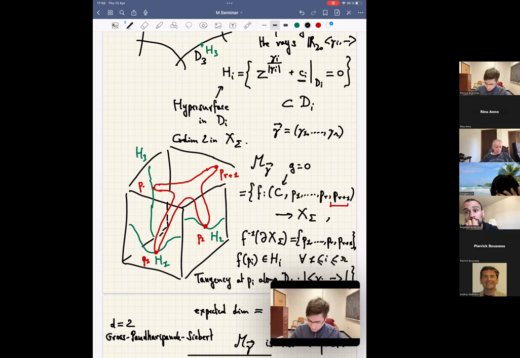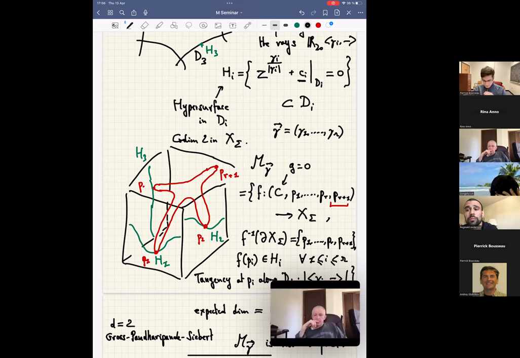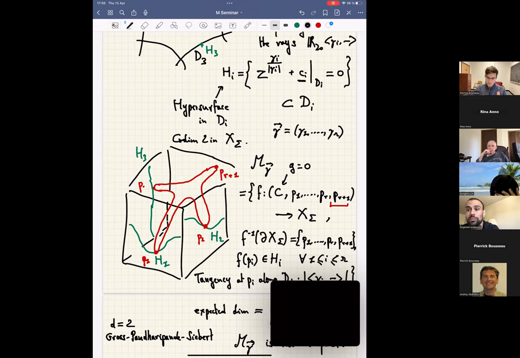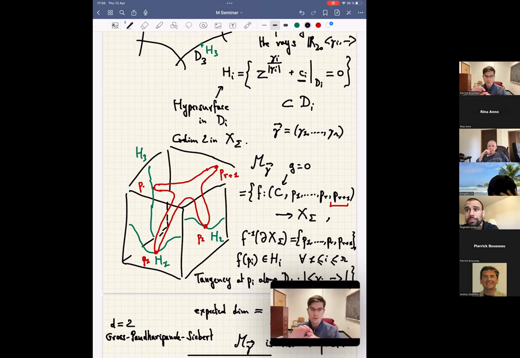It's a nice property of this log Gromov-Witten invariant that it's invariant under this kind of modification of the boundary. The essential thing is the torus inside C star to the D, this particular boundary divisor D_i. Whatever other things you add, you have some choices, but these choices will be irrelevant in the end. They all give the same answer.